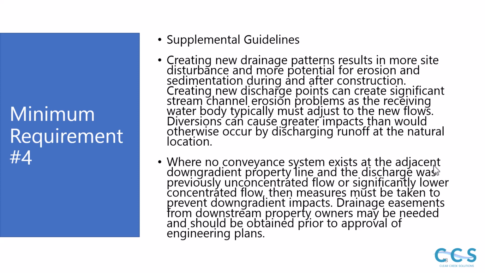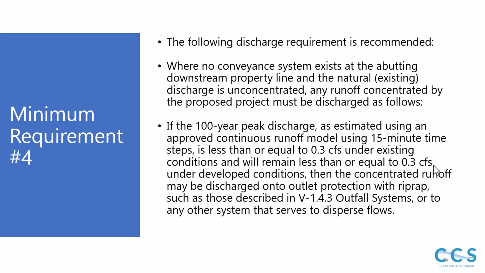Creating new discharge points can create significant stream channel erosion problems, as the receiving water body typically must adjust to the new flows. Diversions can cause greater impacts than would otherwise occur by discharging runoff at the natural location. Where no conveyance system exists at the adjacent downgradient property line and the discharge was previously unconcentrated flow or significantly lower concentrated flow, measures must be taken to prevent downgradient impacts. Drainage easements from downstream property owners may be needed and should be obtained prior to approval of engineering plans.